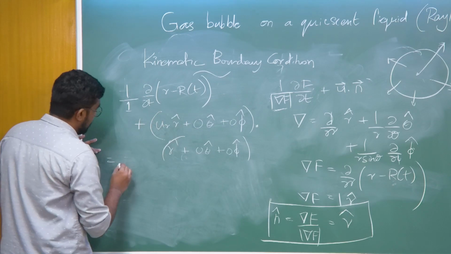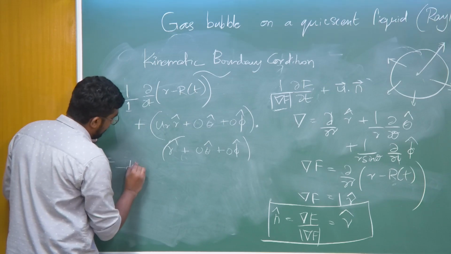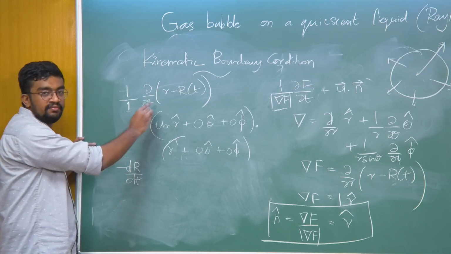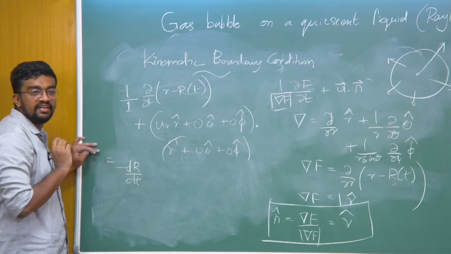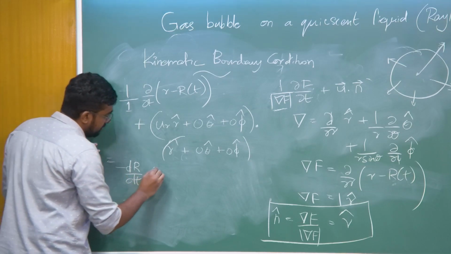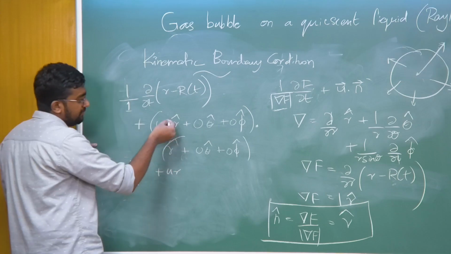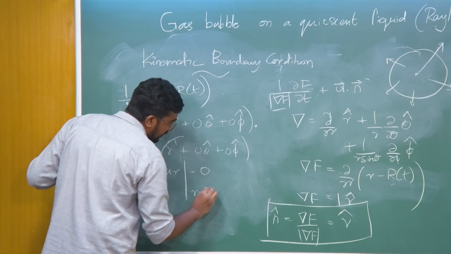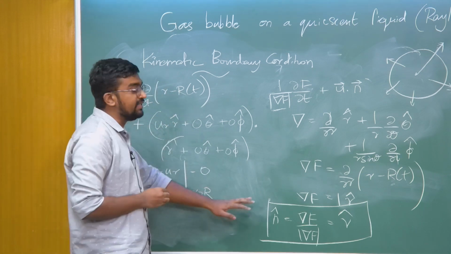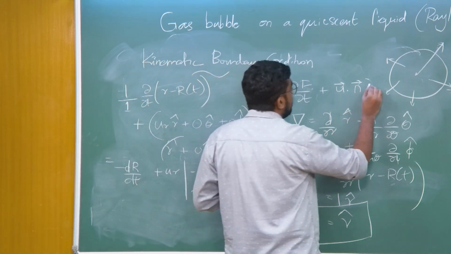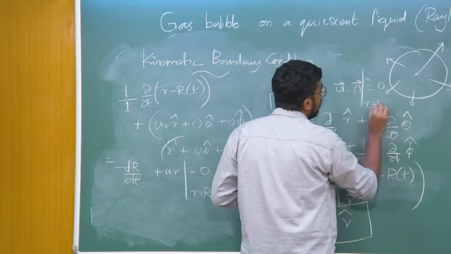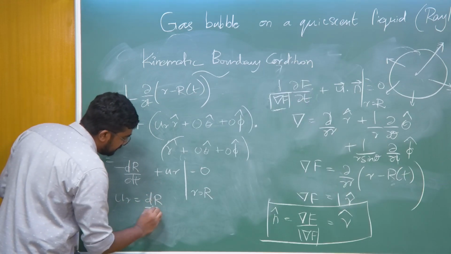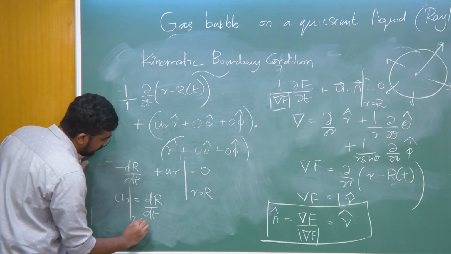So, what do we get? We have minus dR by dt. The partial term will become a normal differentiation because R is only varying with respect to time, plus u_r is equal to 0 at r equal to capital R. That was the kinematic condition. This is defined as equal to 0 at r equal to capital R. u_r is given by dR by dt when r is equal to capital R.